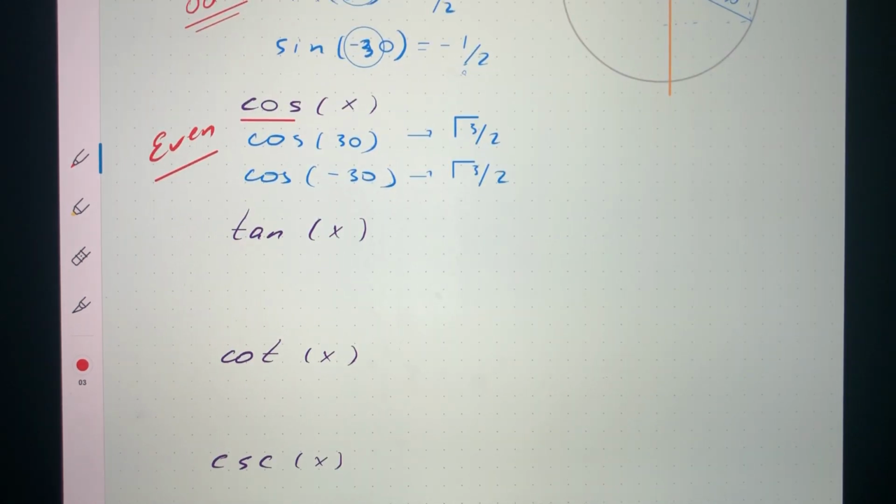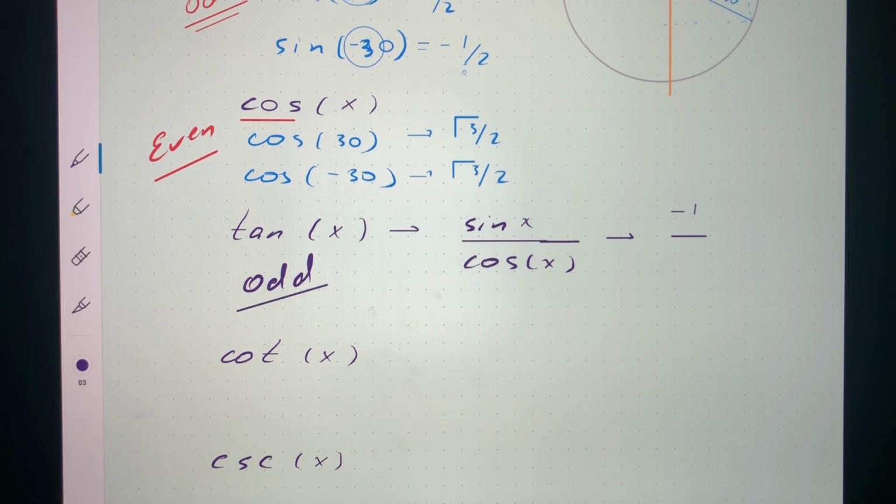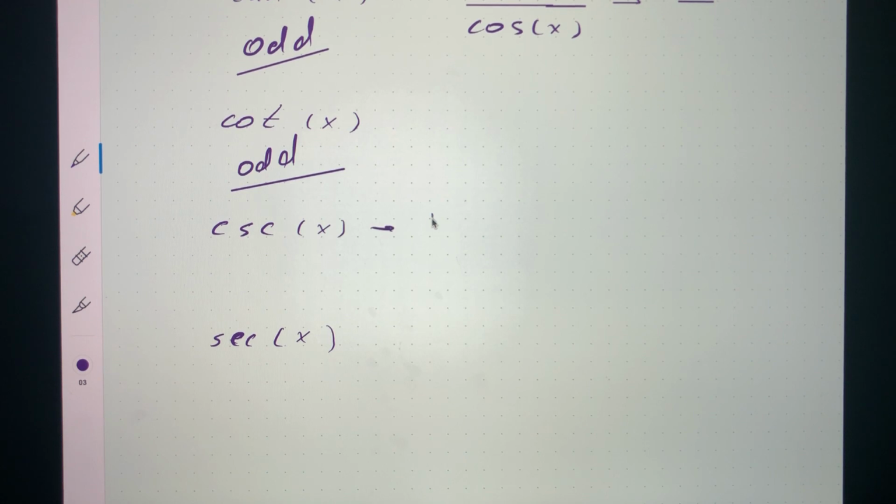Now, what is tangent? Tangent is made up of two functions, the sine over cosine. Well, we already know that the cosine will not switch the sign. The sine will. So the top will switch the sign, the bottom will not, that means the sign will switch. So the tangent is odd. Cotangent is just 1 over tangent, so that's also odd. Cosecant is 1 over sine, and we know that sine is odd, so cosecant is odd as well.